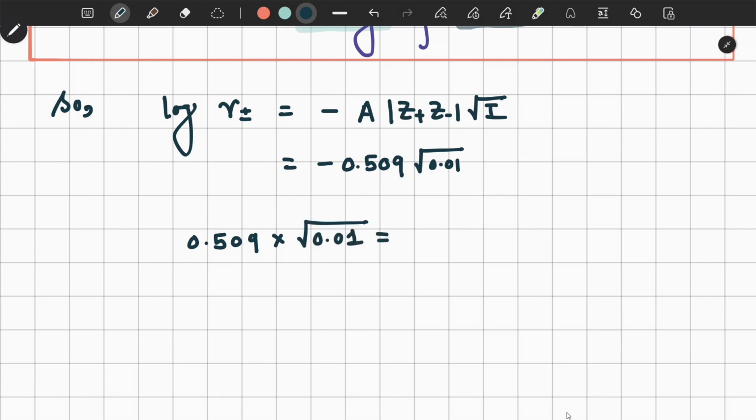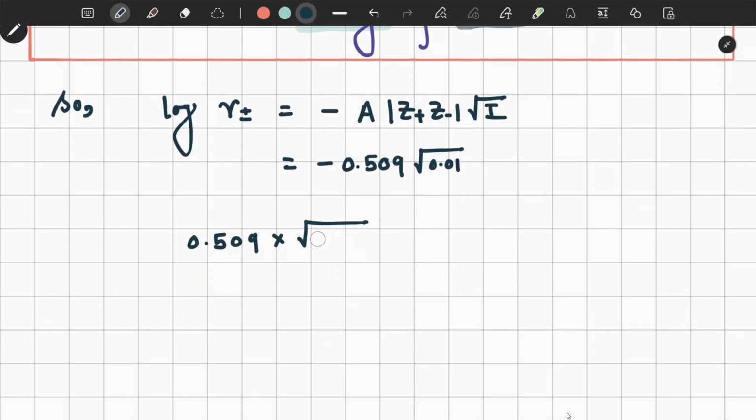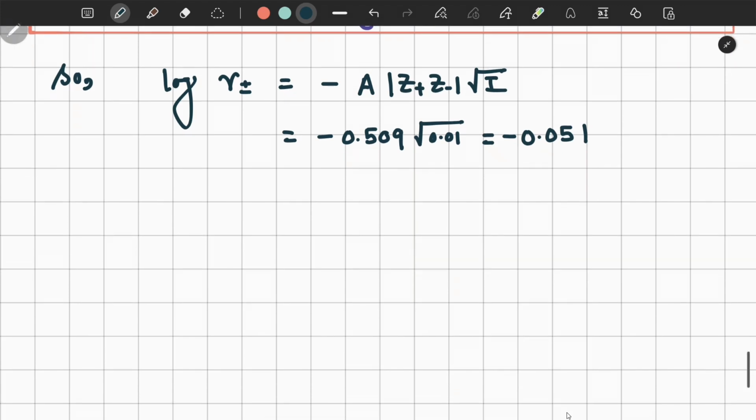One minute, let me turn on the math solver. 0.509 into root 0.01. So it is minus 0.051. So this is the log, but we need to calculate gamma plus minus. So it will be 10 to the power minus 0.051.